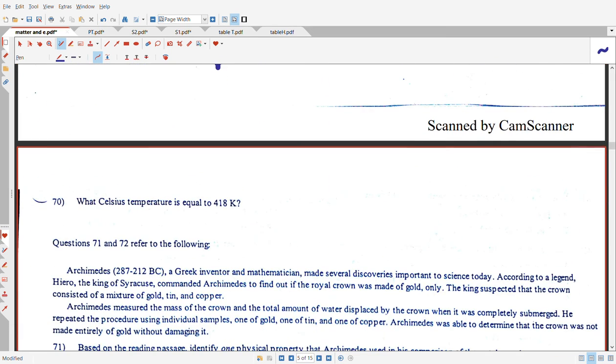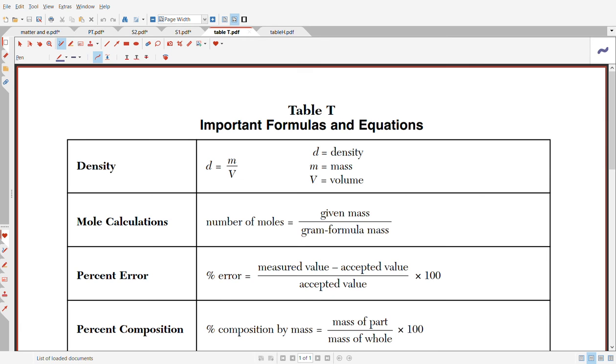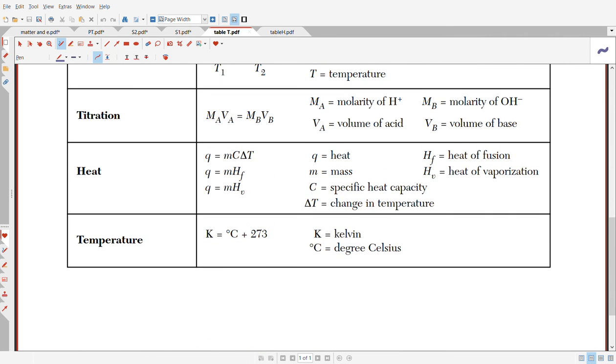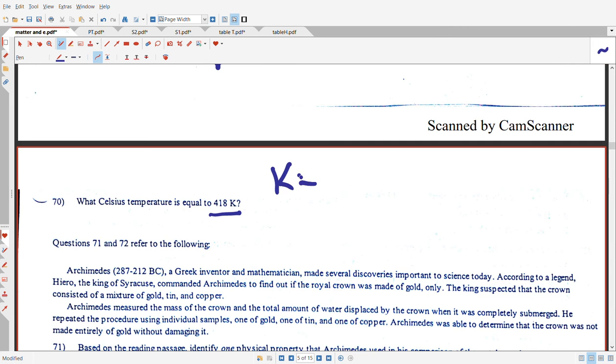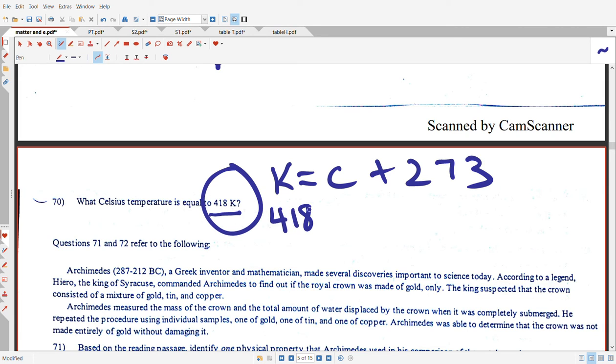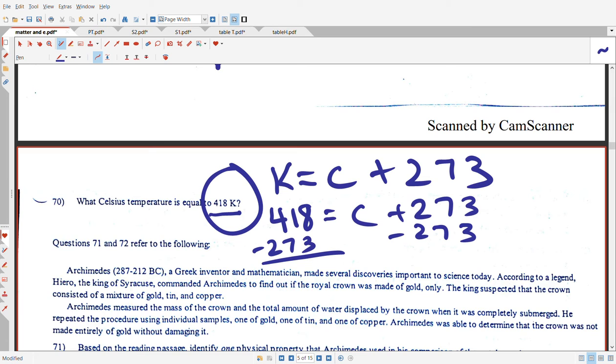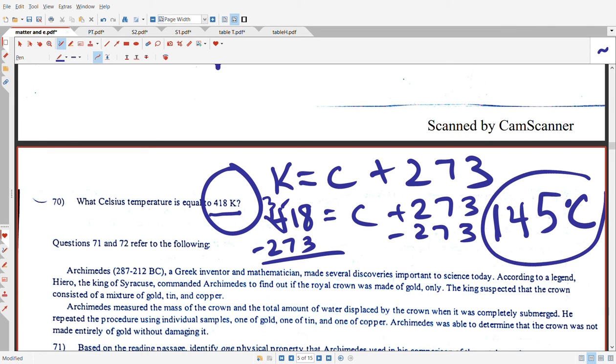Now, what Celsius temperature is equivalent to 418 K? Well, we're going to go to Table T, and right at the bottom of Table T, Kelvin is Celsius plus 273. So we could go Kelvin equals Celsius plus 273. And they gave us Kelvin, so I'm going to plug in right here. In order to solve for Celsius, I have to get rid of 273, so we're going to subtract. 8 minus 3 is 5. And then we have 11 minus 7 is 4. Of course, you have your calculator. And there's the answer: 145 degrees Celsius.